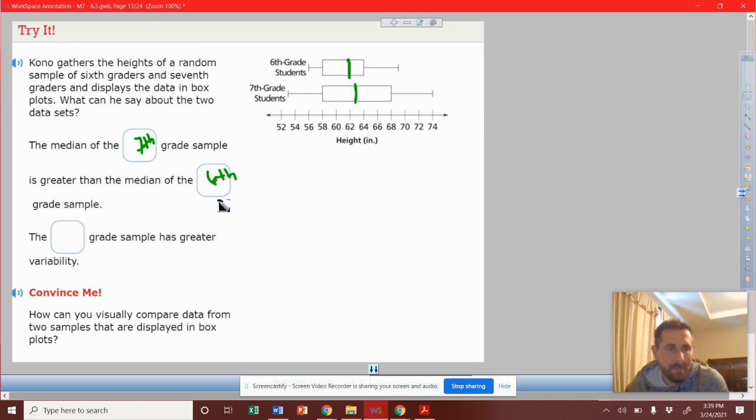The blank grade sample has greater variability. Variability is what we're looking for with box plots: the more condensed they are, the more that tells us that our data falls in that area. So the one that's really stretched out, which is the 7th graders, has more variability. You've got someone in the 53 range, but you have someone as tall as 74. So it varies significantly.